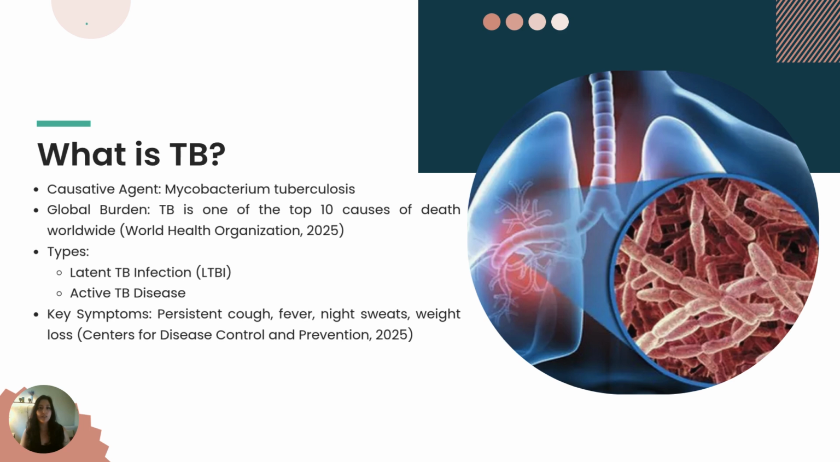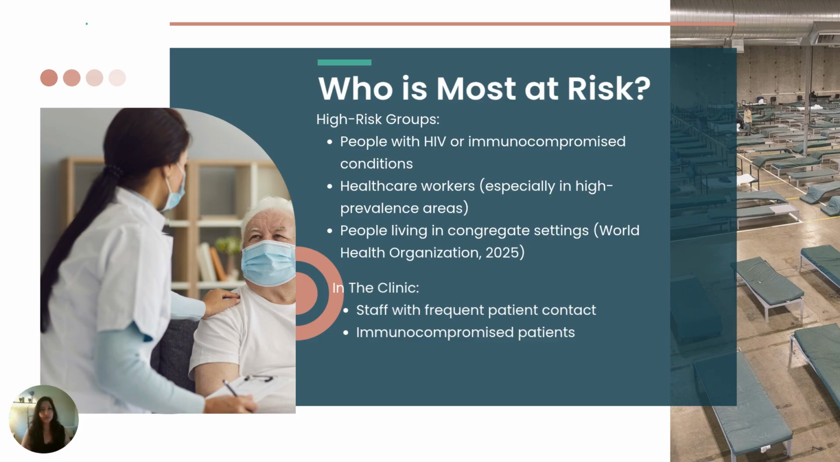Latent TB is like a sleeper cell, so the bacteria are in your body, but they're not active and they're not contagious. But active TB is when people have symptoms and can spread the infection to others. The most common symptoms you see may include fever, night sweats, and unexplained weight loss, and these can last upward of 3 or more weeks. And globally, tuberculosis is still one of the top 10 causes of death, which shows how serious it can be if we miss it early.